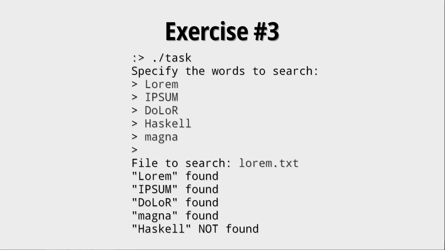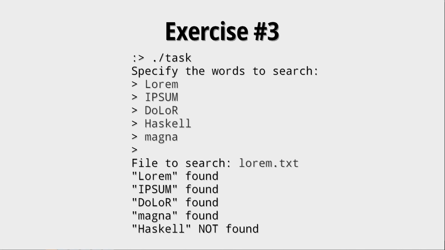Okay, so now for the last exercise, we want to actually write a program which we compile on our computer and then run. So this time we don't just put stuff into GHCi, but we actually want to compile something. And the program we want to compile does the following. It asks the user to specify certain words that need to be searched. And here we see how I supply some of those words.